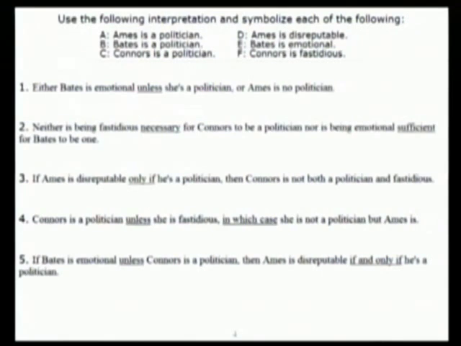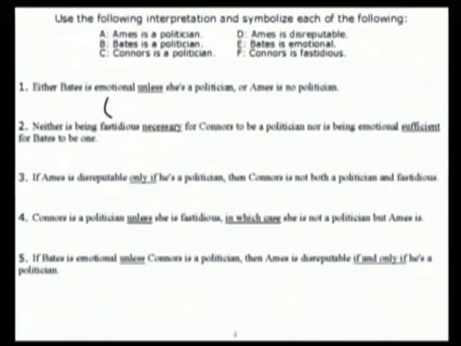Okay, let's start with number 1, Chris Fisher. What do you got? I said B or E, in parentheses, right? Or not A. You said B or E or not A. And of course, the B or E could be in either order, it doesn't matter. But yeah, that's where, once again, the unless. So we're saying either Bates is emotional unless she's a politician, or Ames is a politician. Any questions about that one?